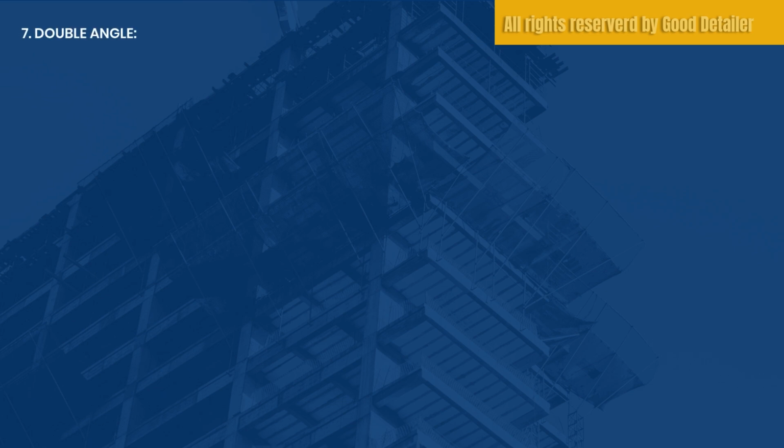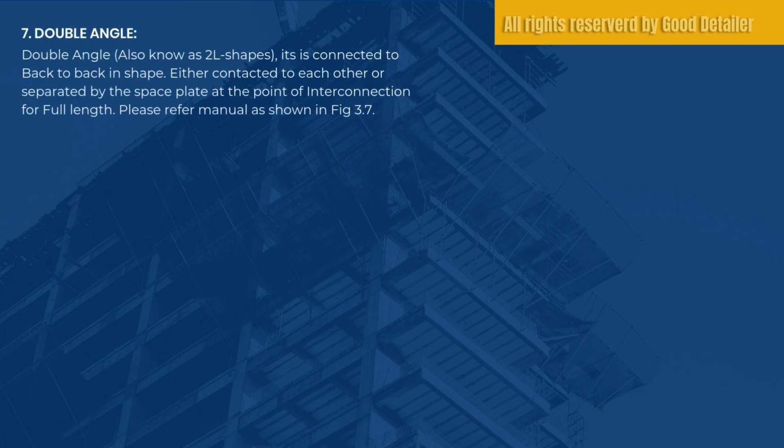Seven, double angle. Double angle, also known as two L shapes, is connected back-to-back, either in contact with each other or separated by a spacer plate at the point of interconnection for the full length. Please refer to the manual as shown in Figure 3.7.